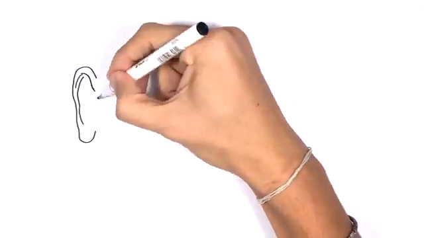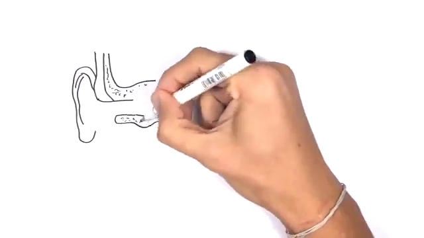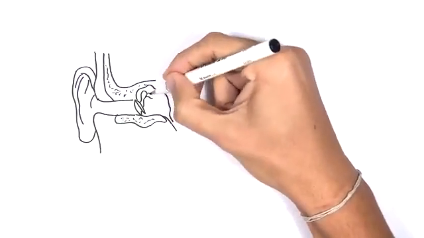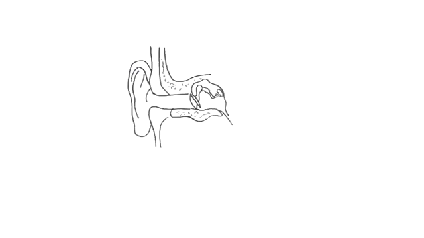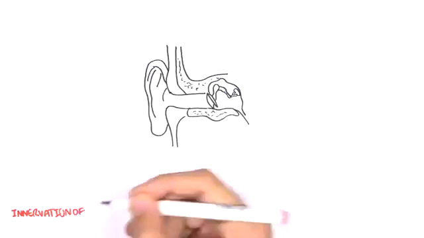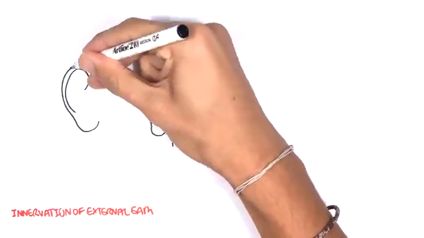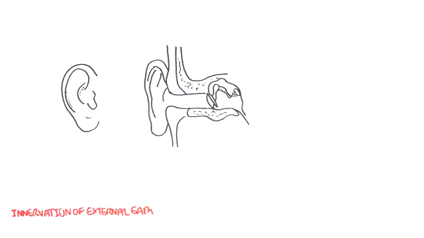In this video, we will learn about the external and middle ear. So here is the ear. We can see the external, middle, and inner ear. Let us learn about the innervation of the external ear first. So here we have the auricle.